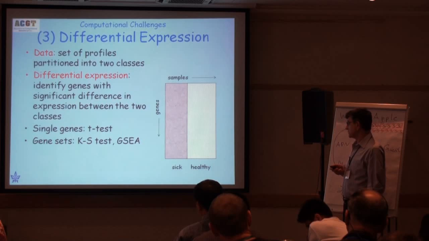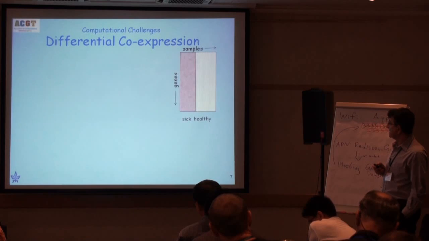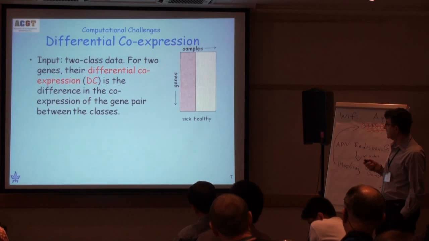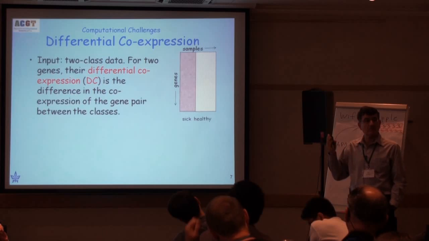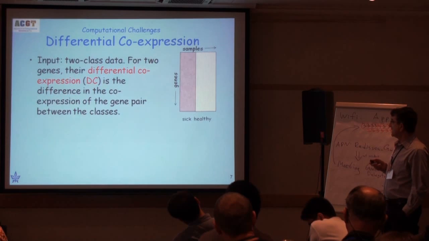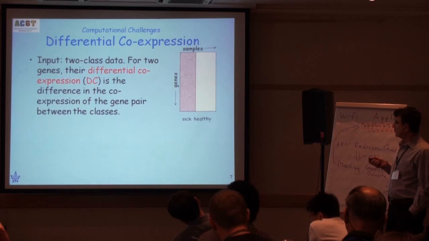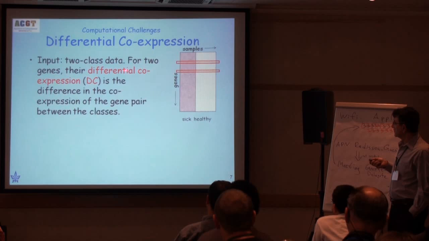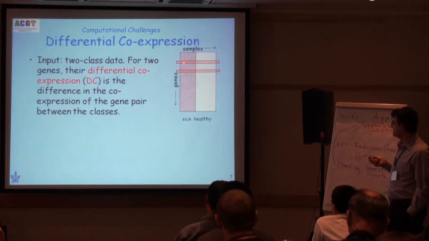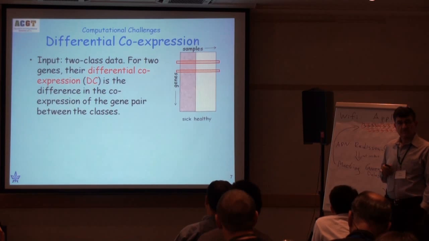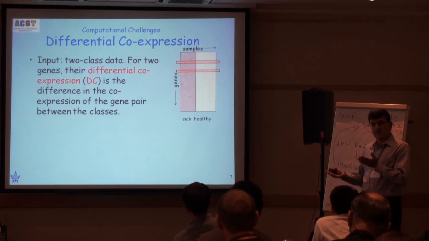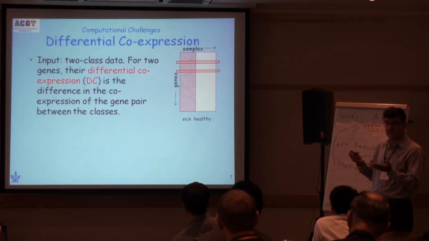And this works quite well. What we are looking at is differential co-expression. So we are looking at 2-class data, 2 or more, but let's present it for 2. And we are looking at 2 genes. So here are these 2 genes. And where the differential co-expression is the difference in the co-expression levels between the 2 sets. So these 2 genes have to be less correlated in one set compared to the other in a significant fashion.